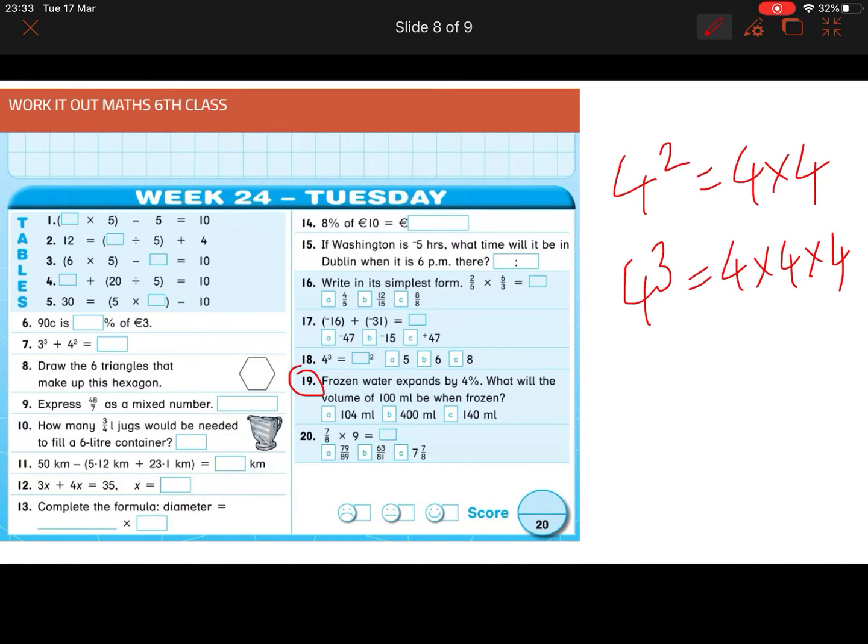Number 19, frozen water expands by 4%. What will the volume of 100 ml be when frozen? So we need to add on 4% onto that. So similarly to number 14, you can say 4% is equal to 4 over 100 and do it that way. Or you can say 4% is equal to 0.04. Work out what the additional bit is and add it on.